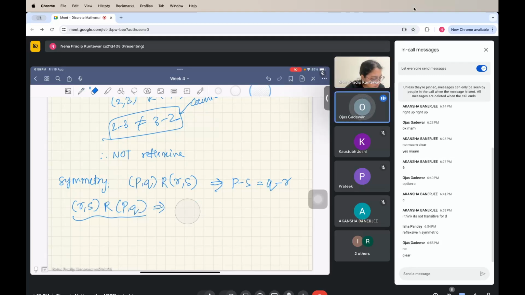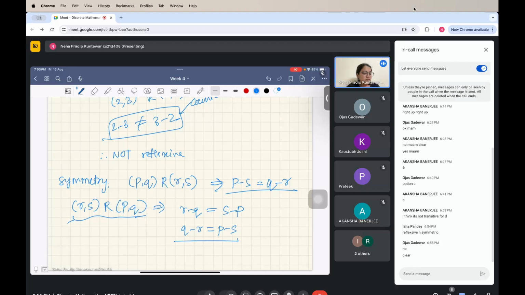Is it R minus P or is it R minus Q? R minus Q is equal to S minus P. Exactly. And if you multiply both sides by minus 1, then what you get is Q minus R is the same as P minus S, which is what you already know. So if PQ is related to RS, then it implies that RS is related to PQ. So PQ RS in relation implies RS PQ is also related, and therefore this implies that the relation is symmetric.